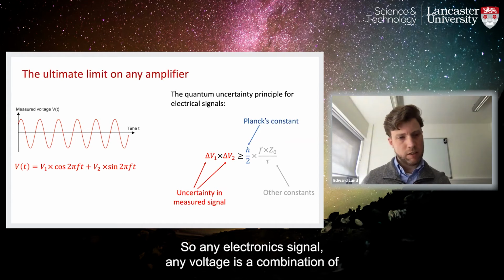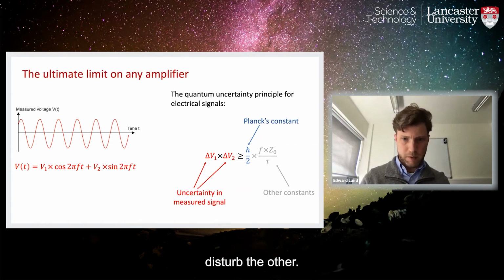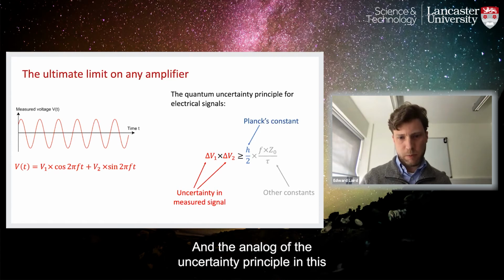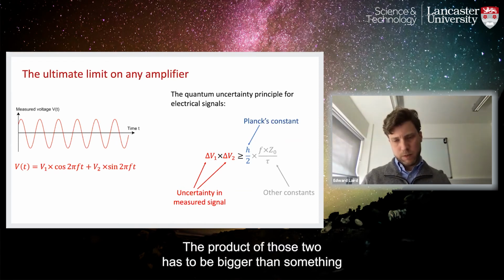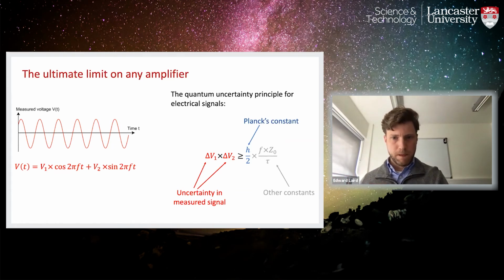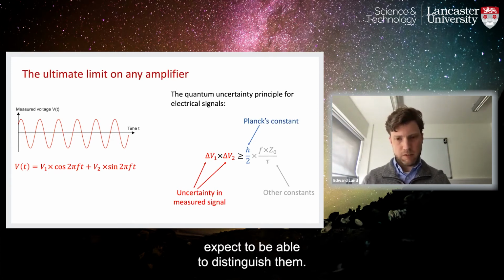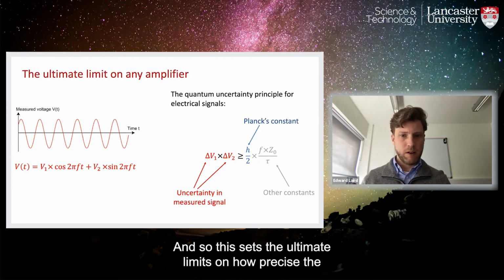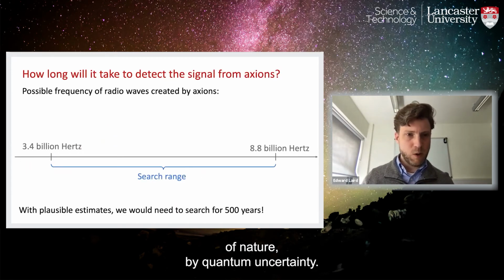So any electronic signal, any voltage, is a combination of a cosine signal and a sine signal. The closer you measure one, the more you disturb the other. And the analog of the uncertainty principle in this case is the error, the uncertainty in these two signals. The product of those two has to be bigger than something proportional to Planck's constant. So in general, you expect the uncertainty on the sine and the cosine to be the same. You don't normally expect to be able to distinguish them. And so this sets the ultimate limit on how precise the amplifier can be, and this is limited by the fundamental laws of nature, by quantum uncertainty.